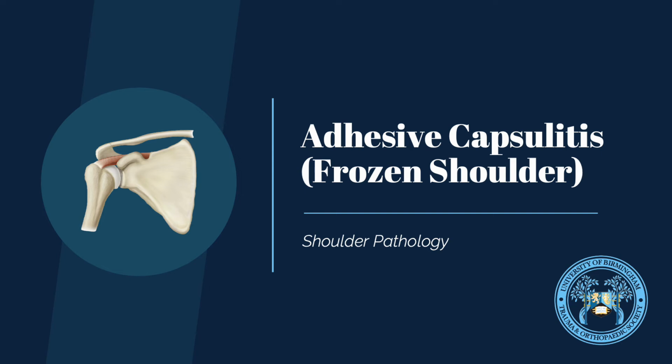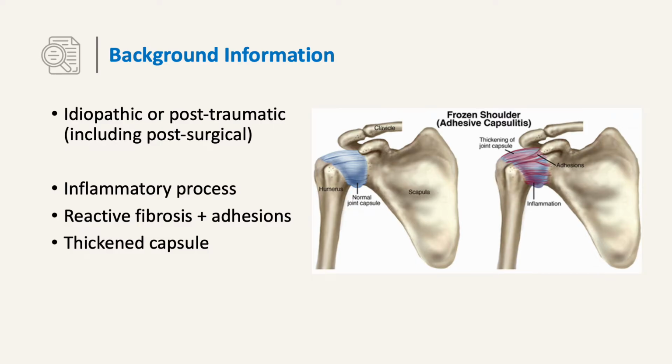So this lecture is on adhesive capsulitis, otherwise known as frozen shoulder. Adhesive capsulitis is generally idiopathic, but can also be post-traumatic or post-surgical. The pathophysiology is that it starts off as an inflammation, which then results in reactive fibrosis and adhesions, which leads to the thickened capsule.